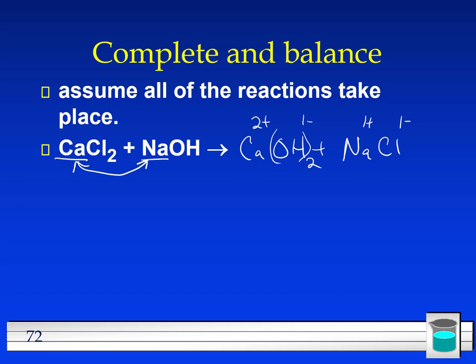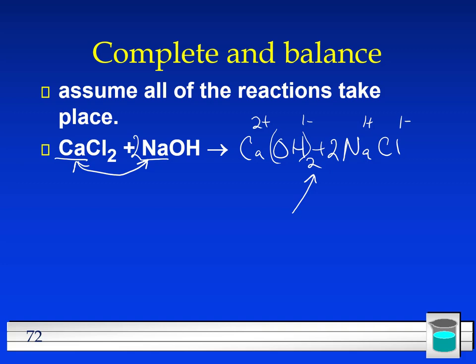I've got 2 Cls, so I've got to put a 2 in front of NaCl on the other side. That gives me 2 Nas, so I've got to put a 2 in front of NaOH. That gives me 2 OHs, which I wanted anyway, because I had two OHs on the right-hand side. These should balance fairly easily. If you find yourself changing numbers and going around in a circle, you've got one of these subscripts wrong.